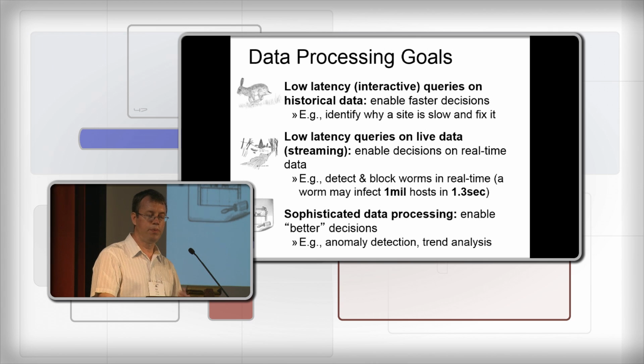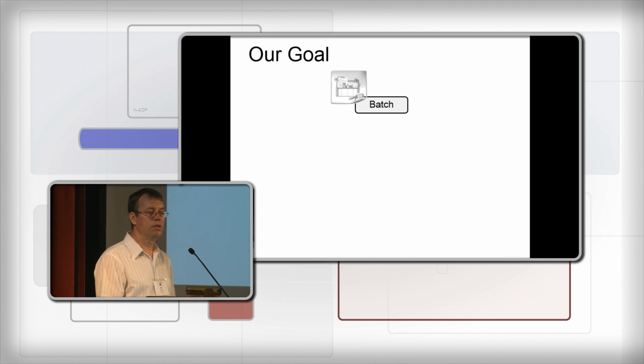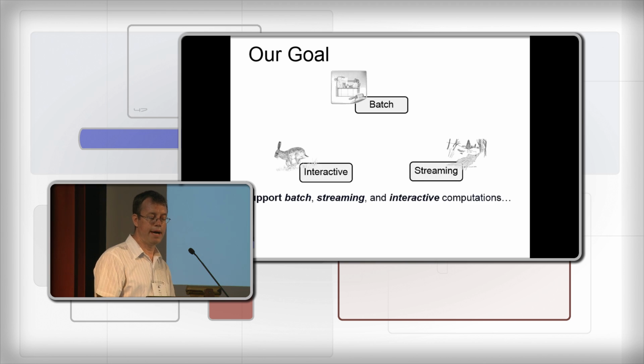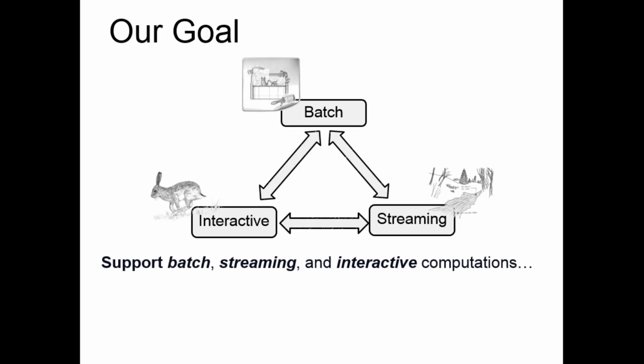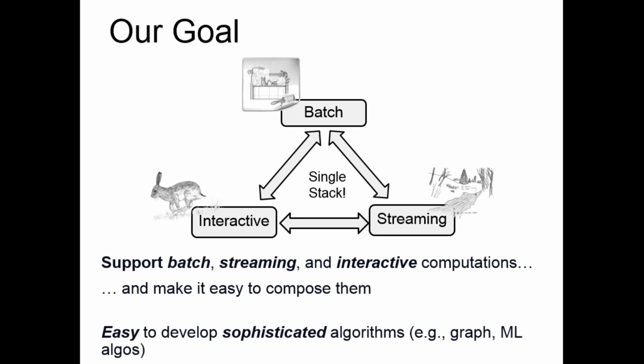And finally, we want to support sophisticated data processing. Many of these decisions involve far more than a simple SQL query. They may involve graph-based computations, machine learning algorithms, and so forth. So we need to easily support these kinds of algorithms. In summary, our goal is to support batch, interactive, and streaming computation, and to make it easy for users to integrate these computation models in a single stack. Furthermore, we also want to make it easy for the user to develop the sophisticated algorithms required for many of today's decisions, such as graph and machine learning algorithms.